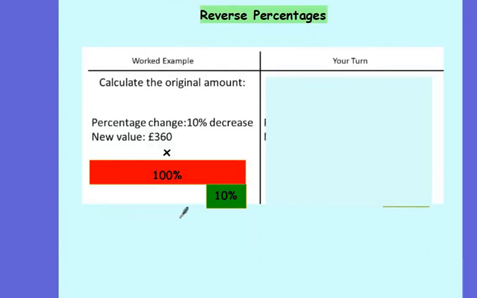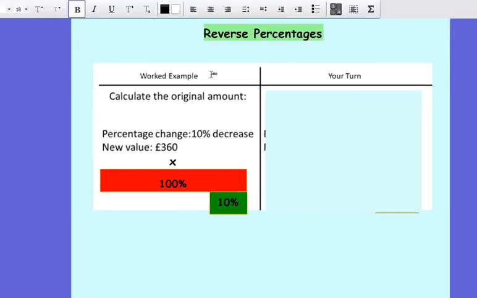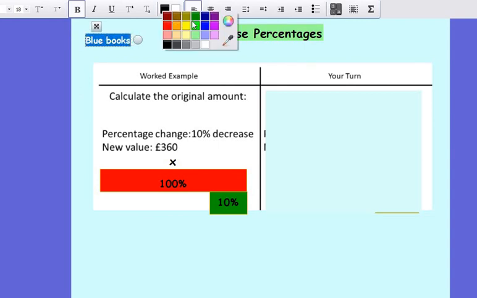Can I see dark blue books out, please? Can you give me the title reverse percentages? So dark blue books out and the title reverse percentages for me. And when you've got that down, can I see pens down and eyes on the board?